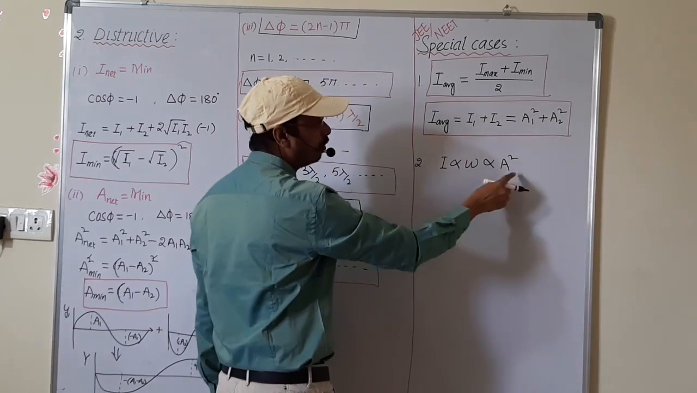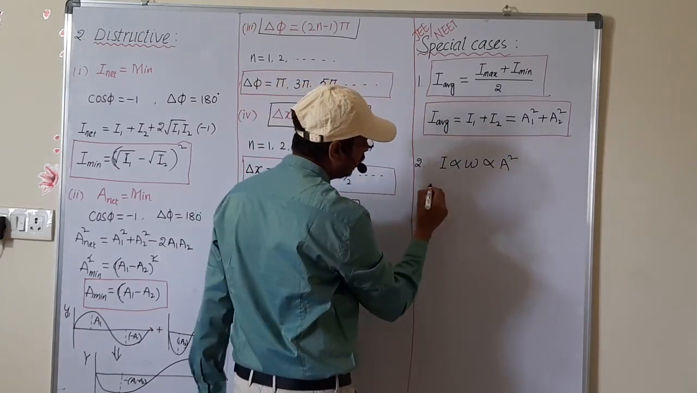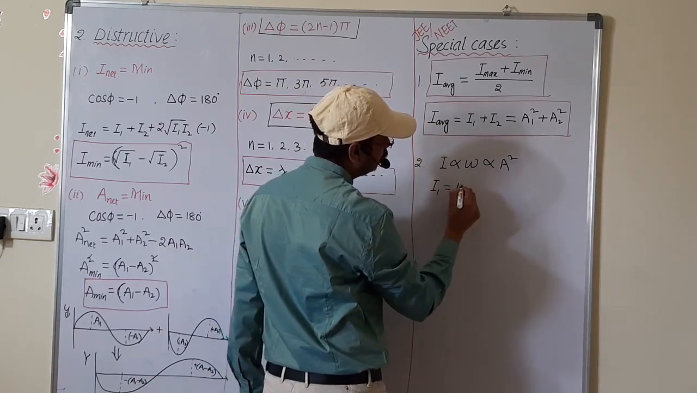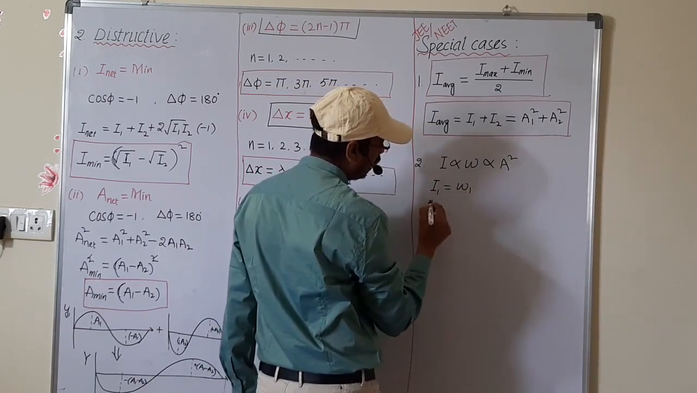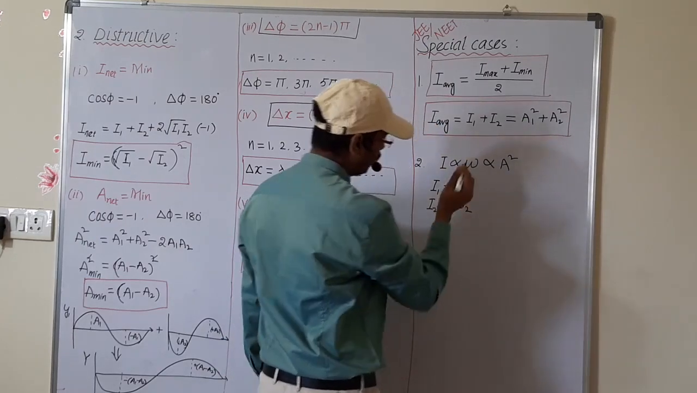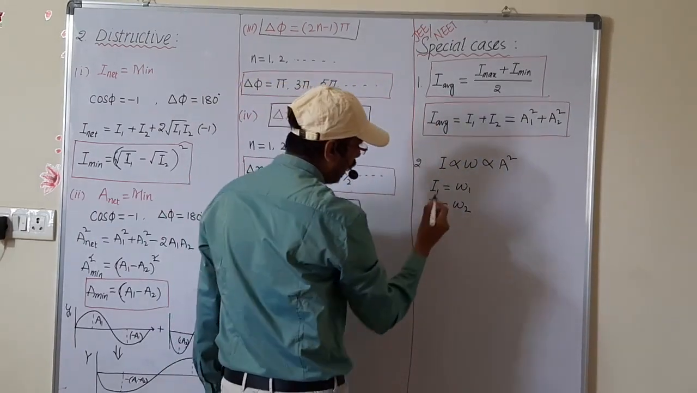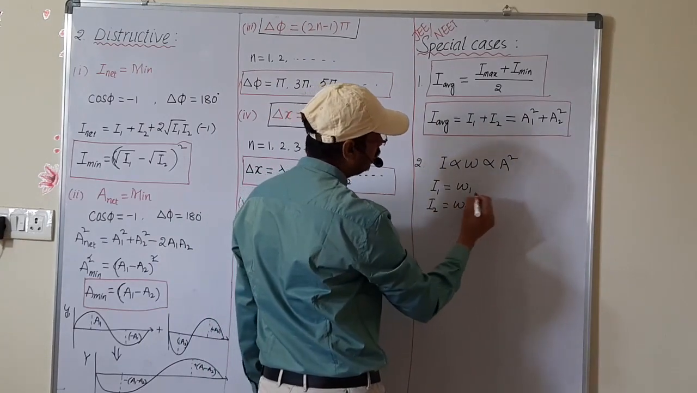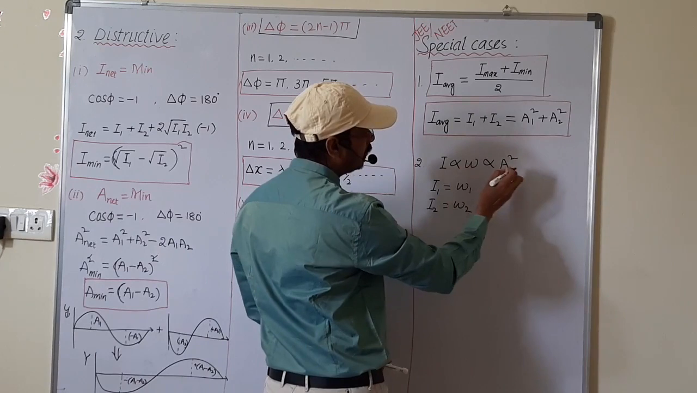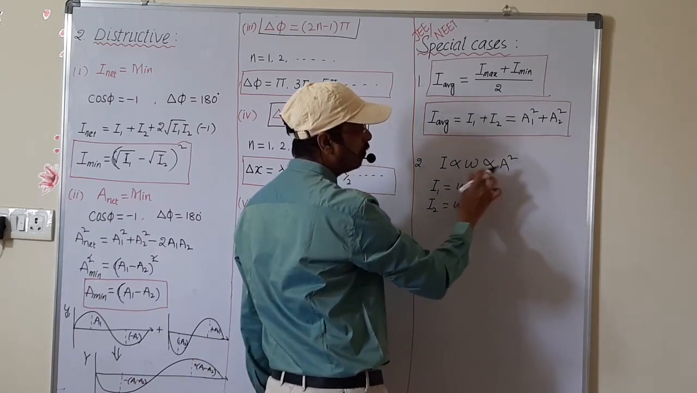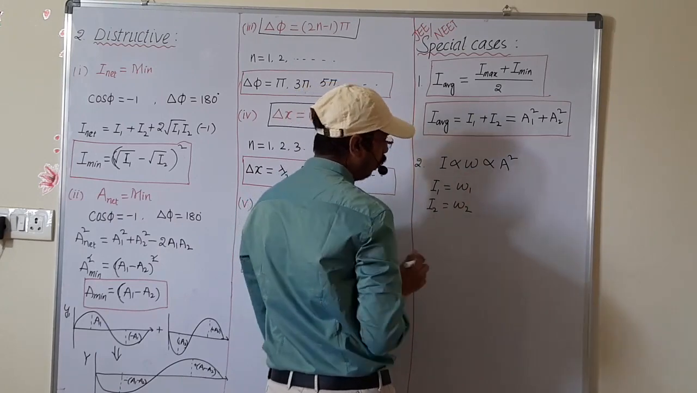We already know this. In this condition, what can we write here? If I write I1 equals omega 1, then I2 equals omega 2. Like that, if I take I maximum, these values we can write in terms of I1 and I2, and if intensity or amplitude is given, that time also we can find out these values.